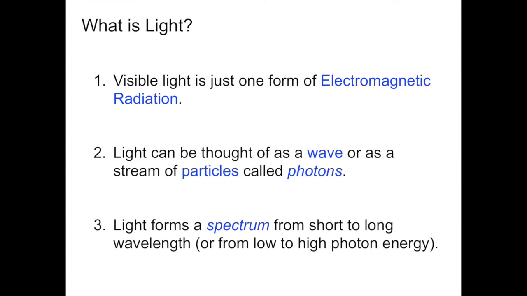The main question we're going to be addressing in this lecture is, what is light? There are three basic answers that we're going to explore. The first is that visible light is just one of many forms of a larger phenomenon known as electromagnetic radiation. The second is that light can be thought of as a wave or as a stream of particles called photons. And finally, light forms a spectrum from short to long wavelength or from low to high photon energy.